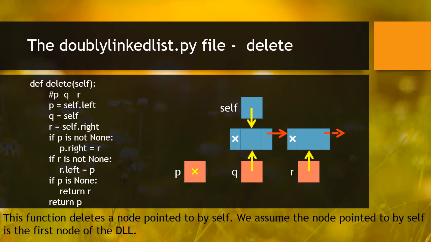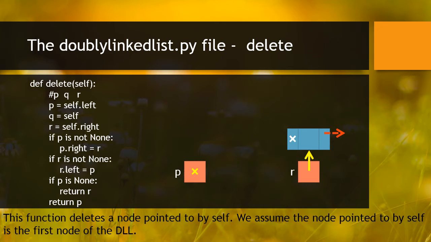Now look at what has happened. Look at the node which is pointed to by self. No node in the doubly linked list is pointing to this node. So this node has been deleted out of the doubly linked list. Let us remove this node.